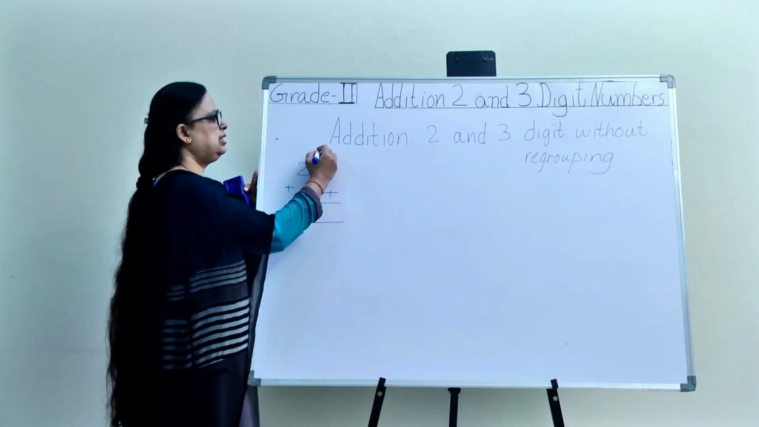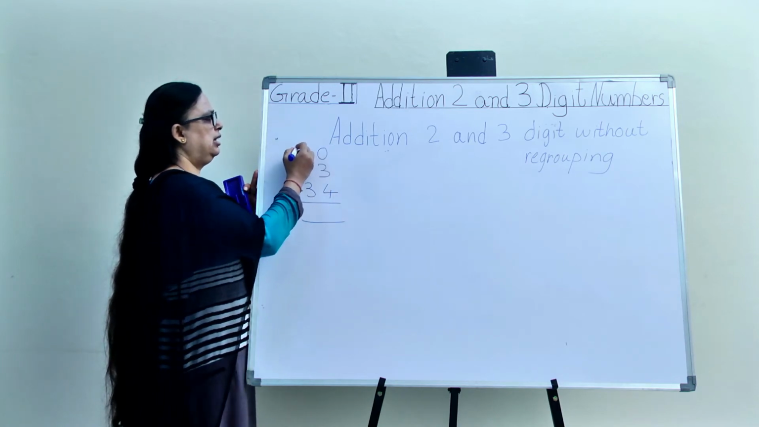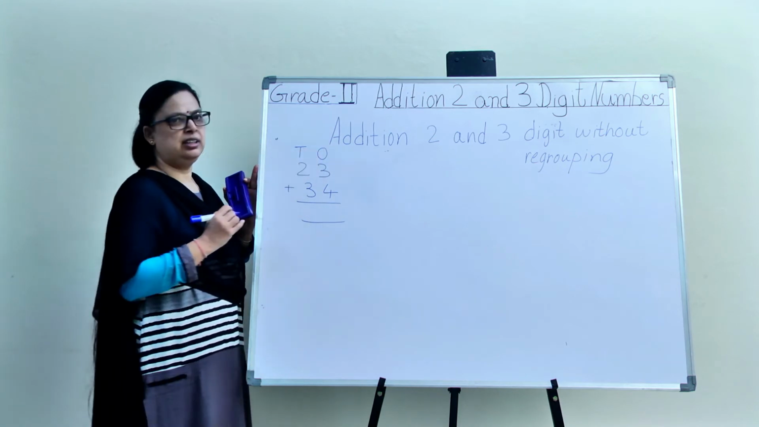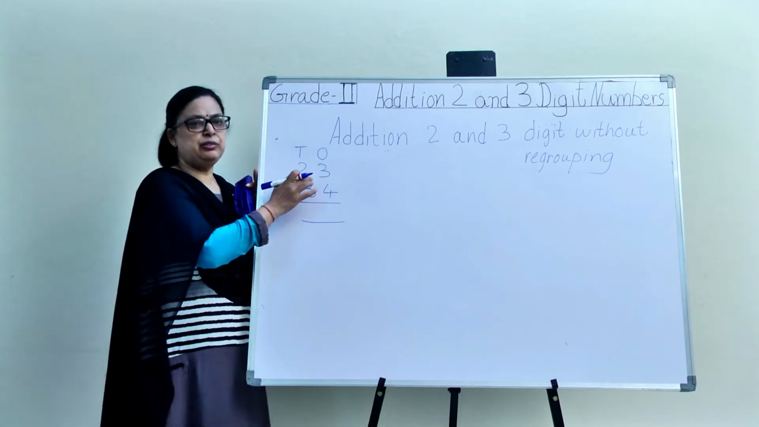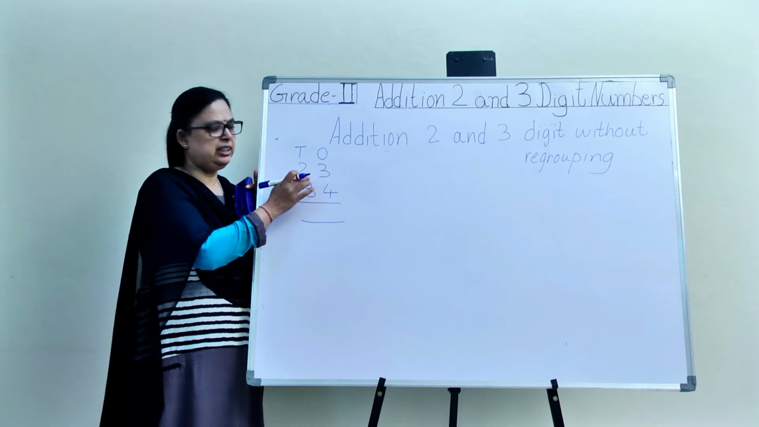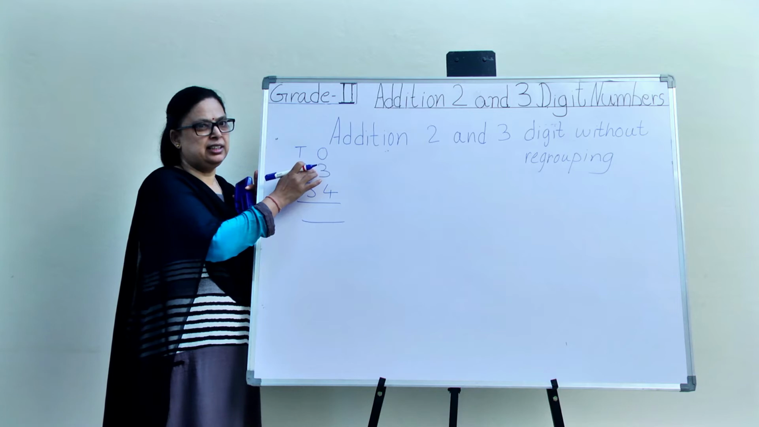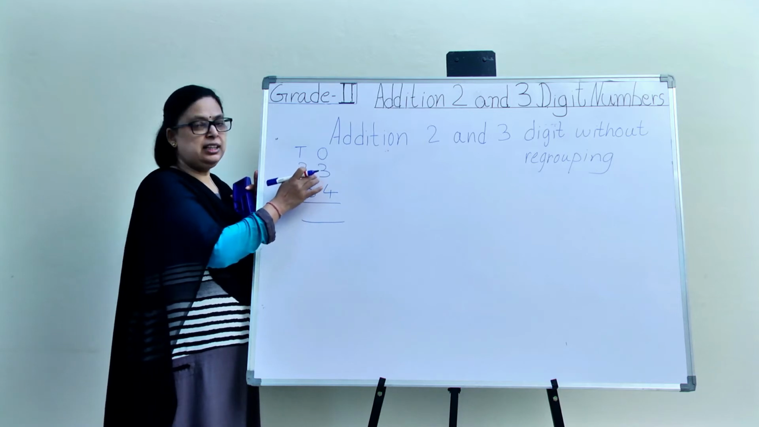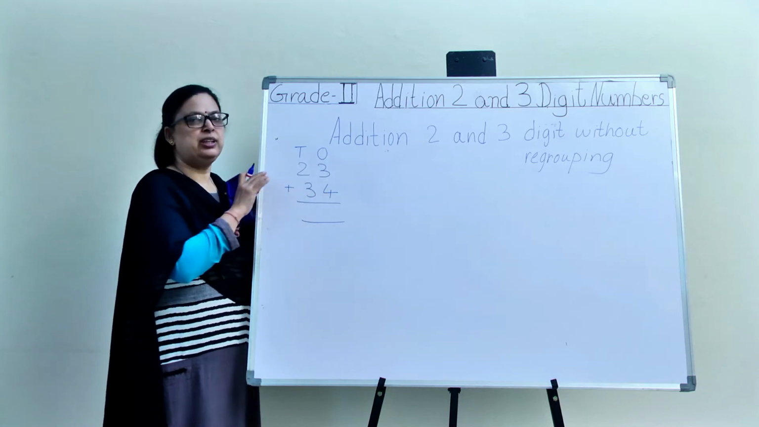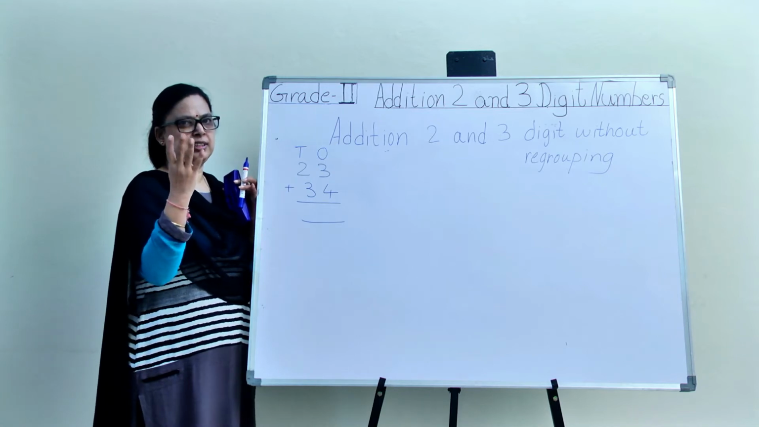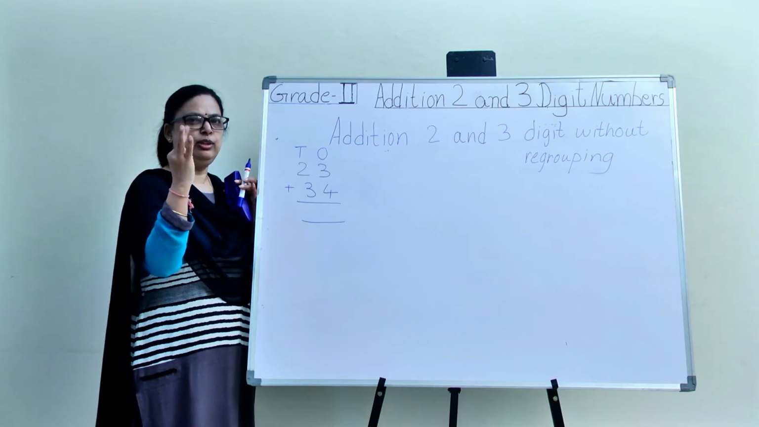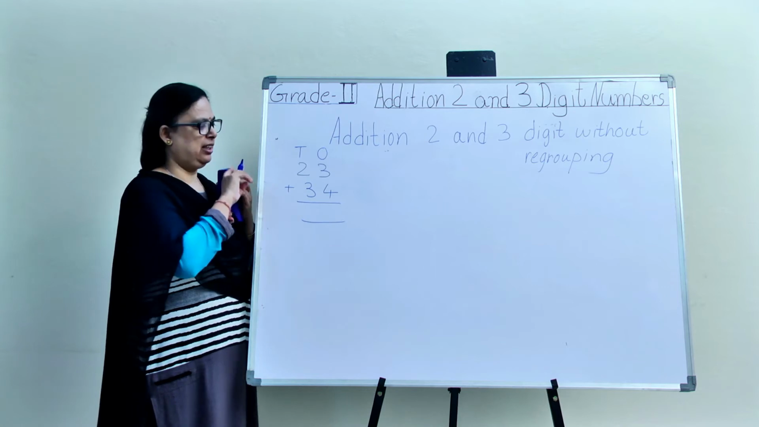So this is the ones place and this is the tens place. Now look at the numbers in the ones place. What are the digits here? We have 3 and 4. Now we will add 3 plus 4. So 3 in your mind, 4 on your fingers. After 3: 4, 5, 6 and 7.